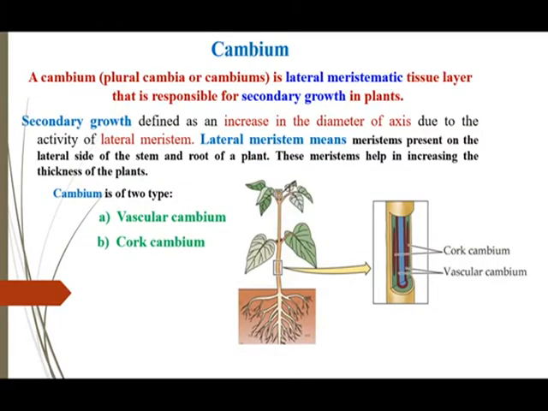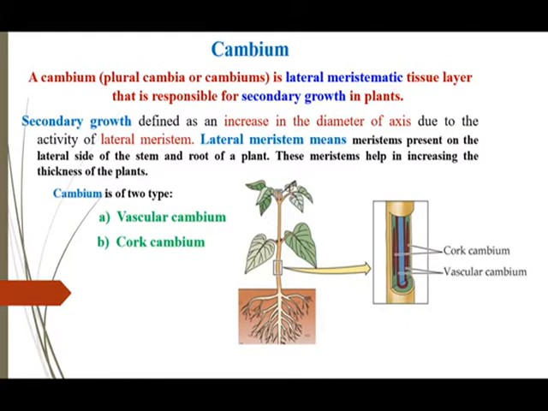A cambium is a lateral meristematic tissue that is responsible for secondary growth in plants. Secondary growth is defined as the increase in the diameter of the axis due to the activity of lateral meristem. A lateral meristem is present on the lateral side of the stem and root of a plant. Meristematic tissues are those tissues which undergo division in plants. These meristematic cells help in increasing the thickness of the plant.